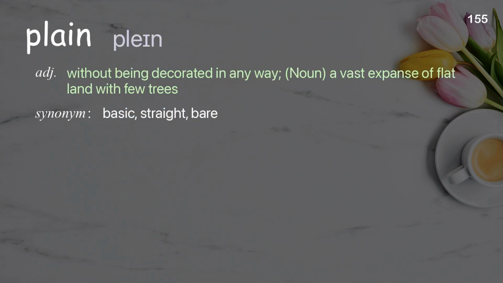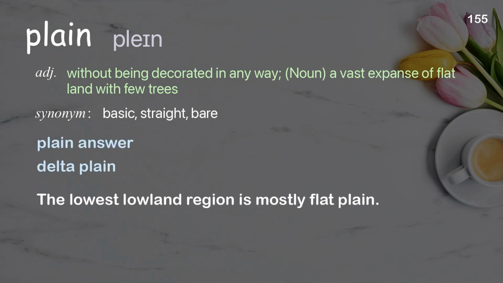Plain: Without being decorated in any way; noun, a vast expanse of flat land with few trees. Examples: Plain answer, Delta plain. The lowest lowland region is mostly flat plain.